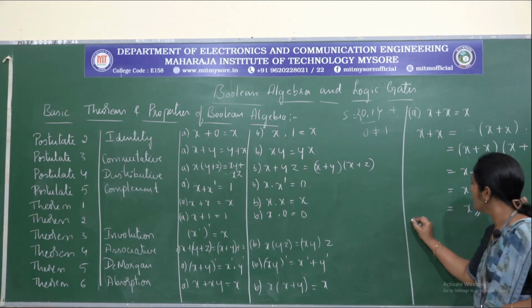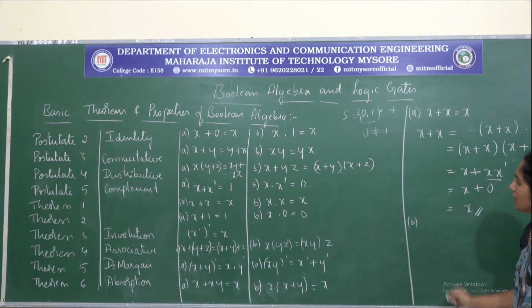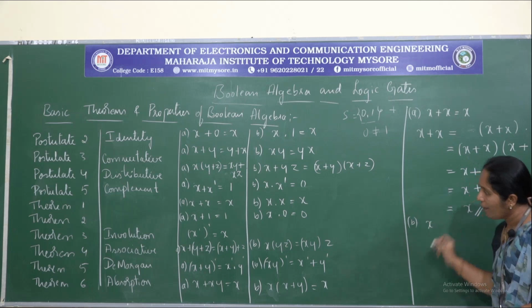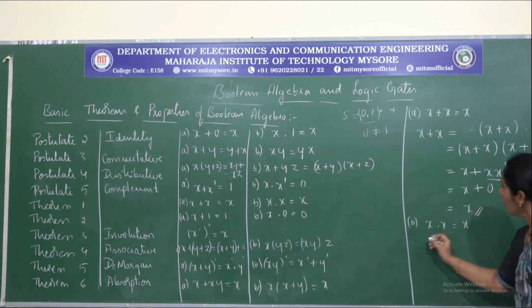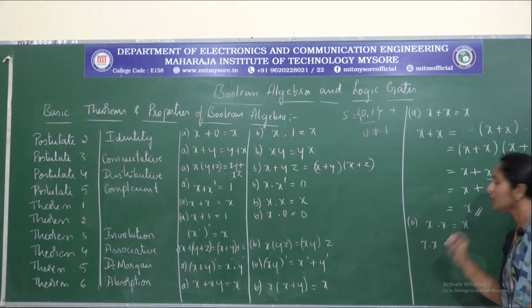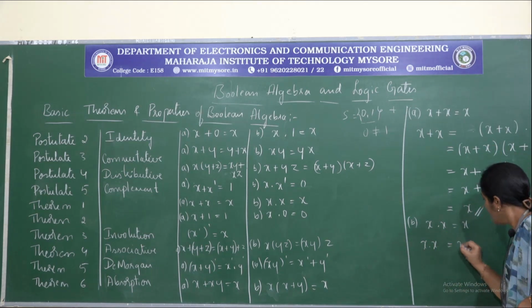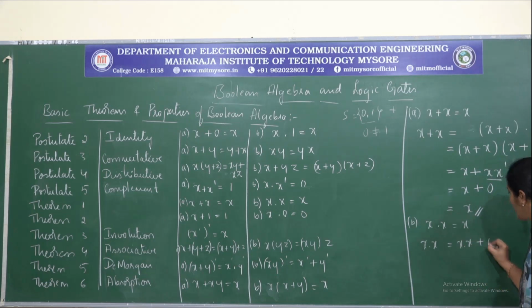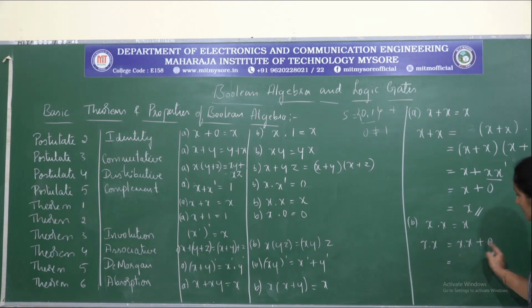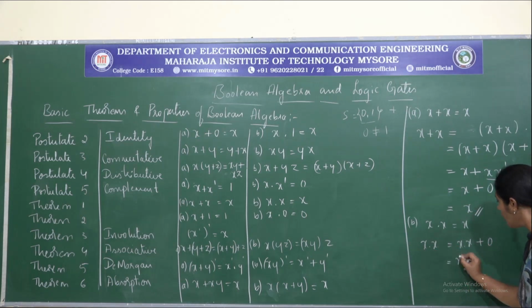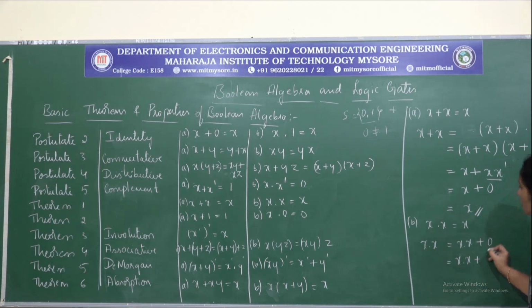So this is for theorem 1. If you consider part B of theorem 1, we have x into x is equal to x. Similar to this we can prove it. Let us consider x into x. Let me consider x into x plus 0, because we know that a variable plus 0 results in the same variable. Therefore x dot x is equal to x dot x plus 0. Now for this 0 I will write x into x dash.